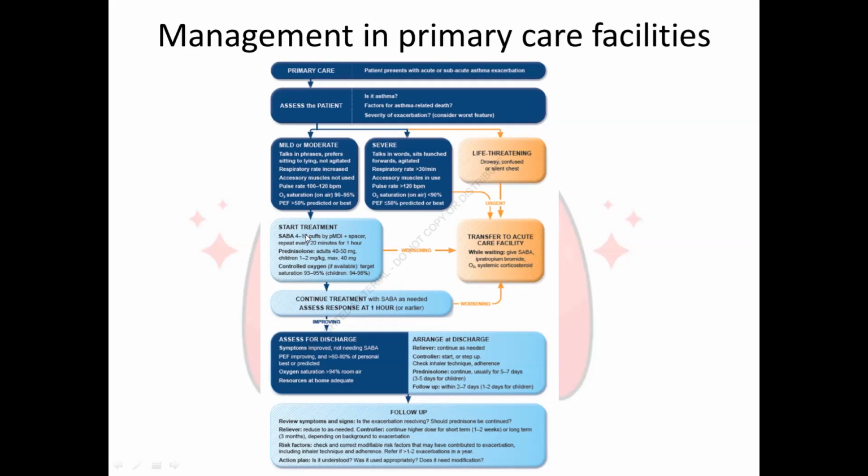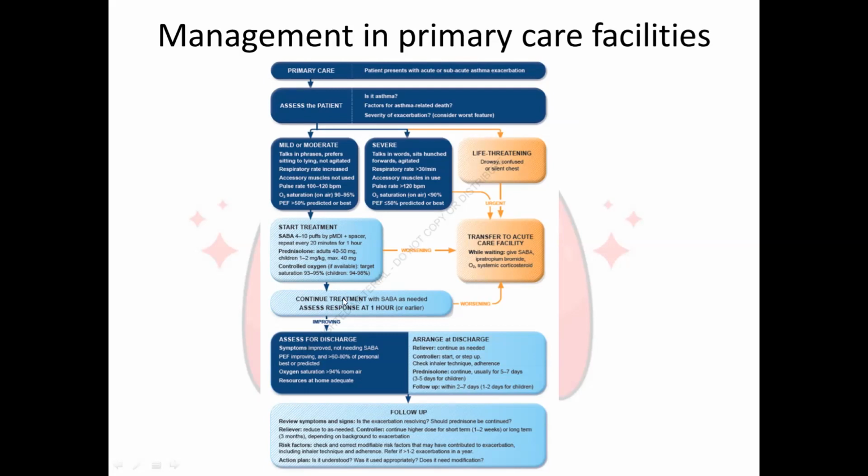In this situation, start treatment immediately using short-acting beta-2 agonists like salbutamol. You can give it either through a nebulizer or a metered dose inhaler depending on the clinical situation. Give salbutamol every 20 minutes for 1 hour. You can give controlled oxygen if available, targeting an oxygen saturation of 93 to 95% in adults and adolescents. And also you can give prednisolone orally 40 milligrams. And if the patient is not tolerating orally, intravenous steroids can also be given.